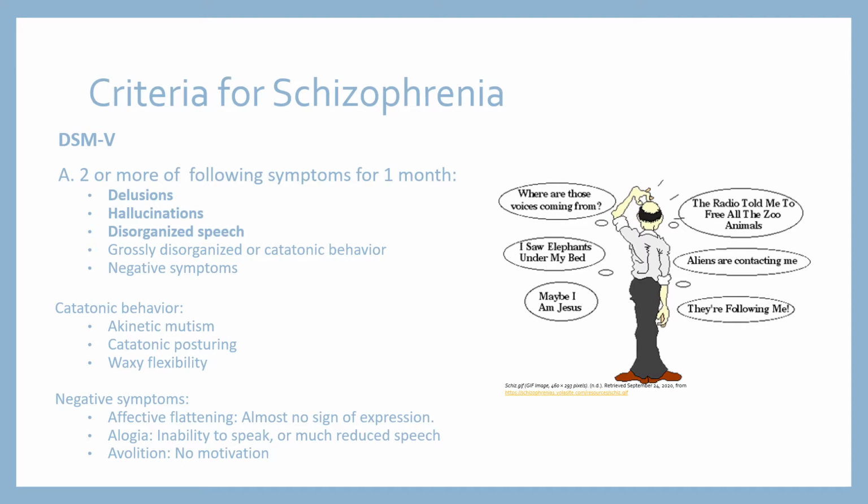This describes schizophrenia as a syndrome with two or more of the following five symptoms: delusions, hallucinations, disorganized speech, grossly disorganized or catatonic behavior, and negative symptoms. One important point is that at least one of the symptoms that the patient is experiencing has to be one of the three bolded bullet points: delusions, hallucinations, and disorganized speech.